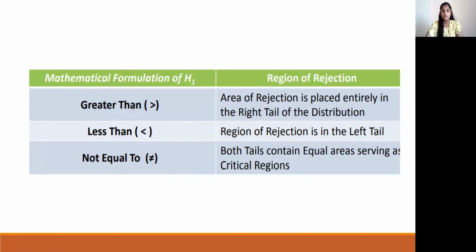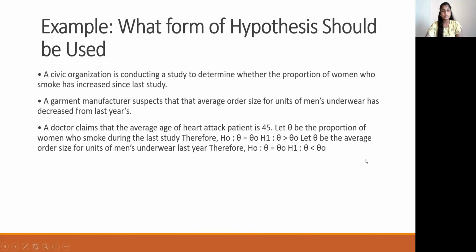Mathematical formulation of H1, region of rejection. Greater than: area of rejection is placed entirely in the right tail of the distribution. Less than: region of rejection is in the left tail. Not equal to: both tails contain equal area serving as critical regions.